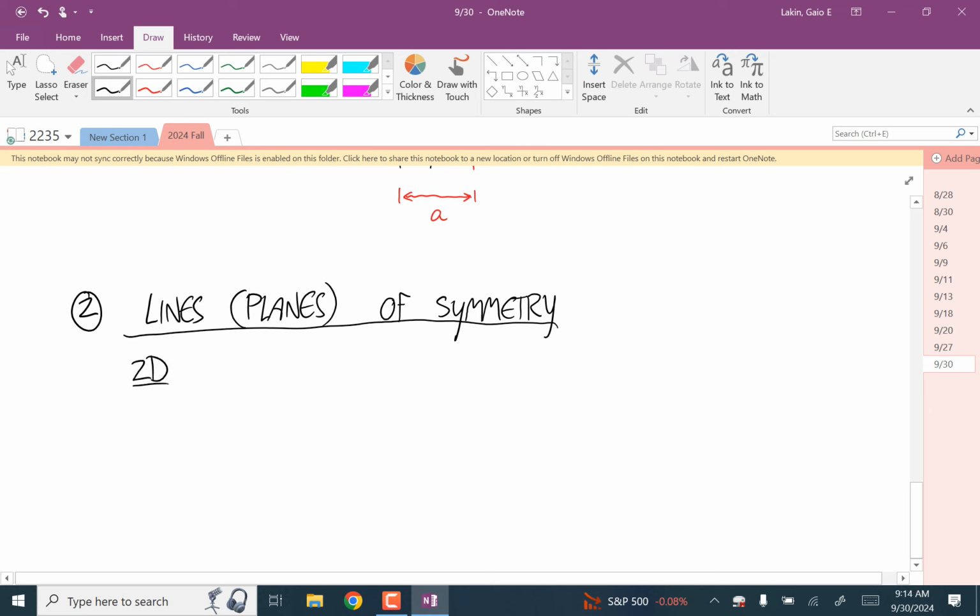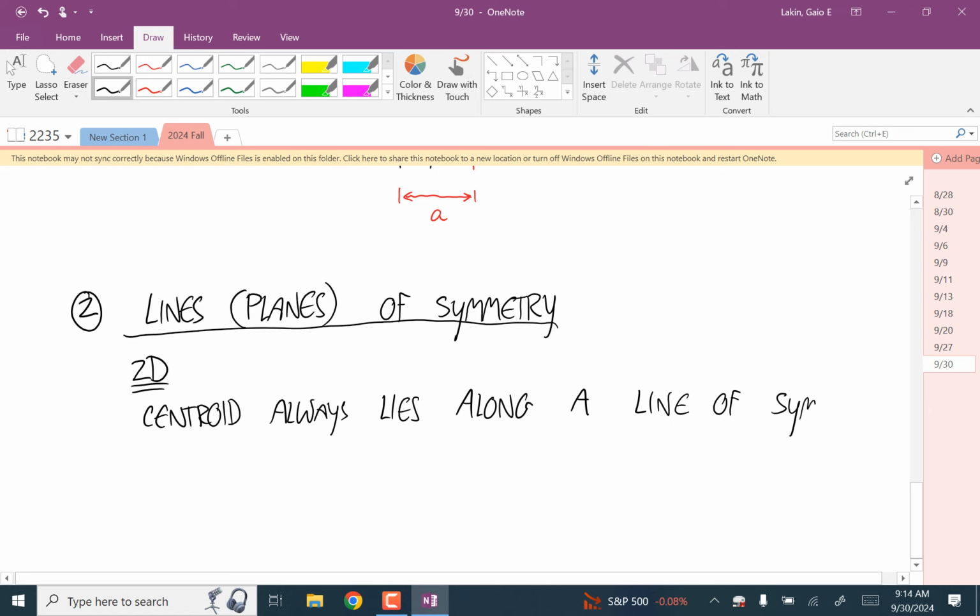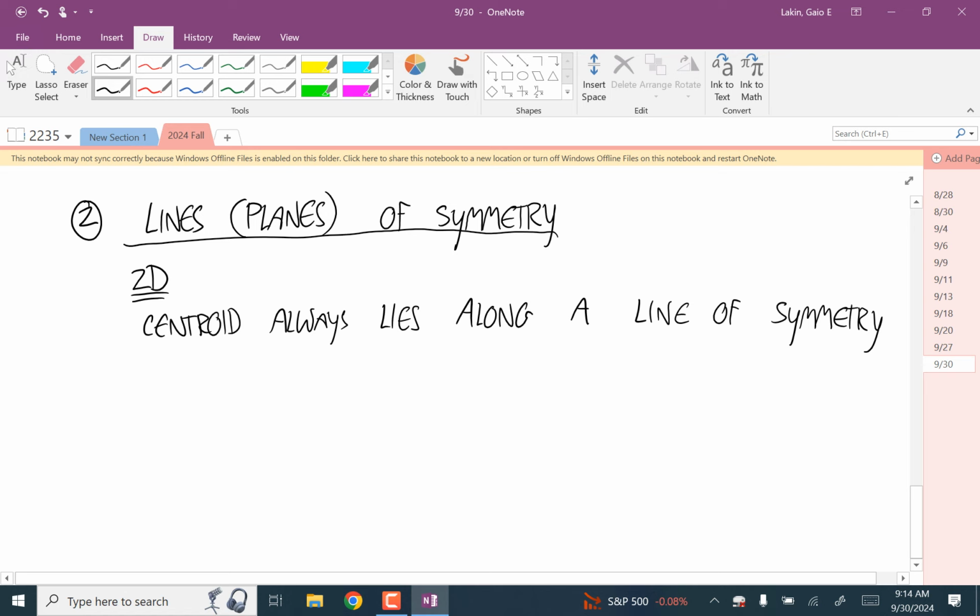In 2D, the centroid always lies along any line of symmetry you can find. So for example, and what that means is if you can find two lines of symmetry, in 2D, lines intersect if they're not parallel. So if you can find two non-parallel lines of symmetry, wherever they intersect has to be the centroid.